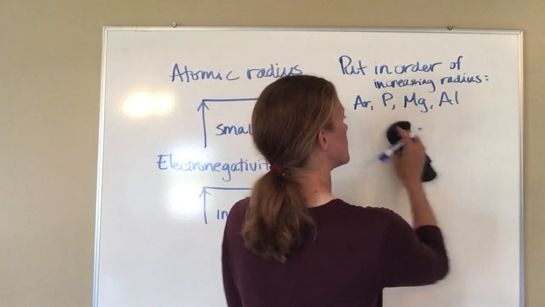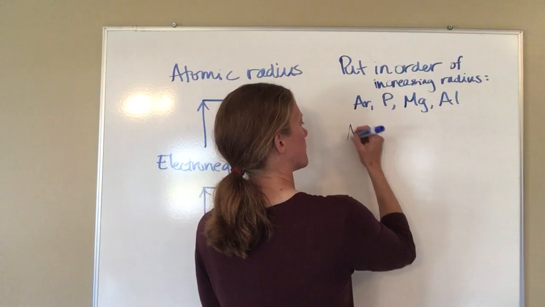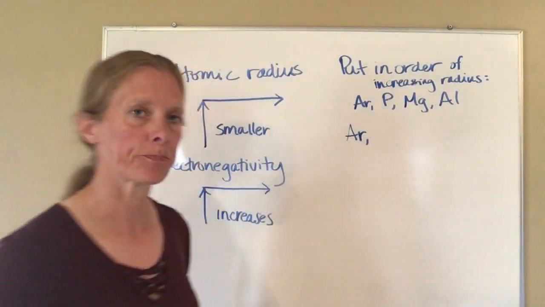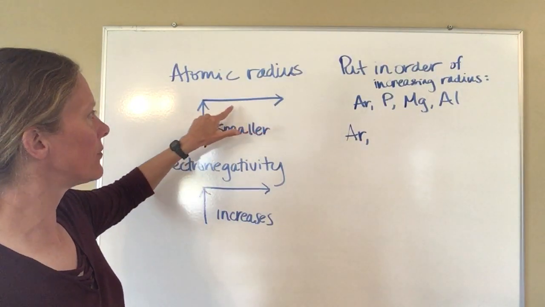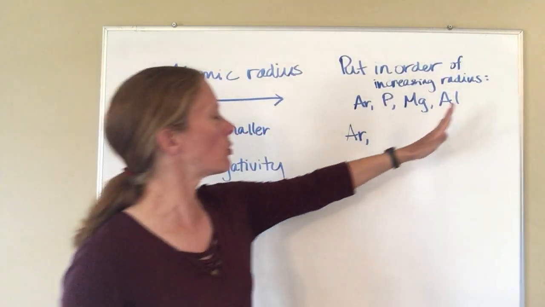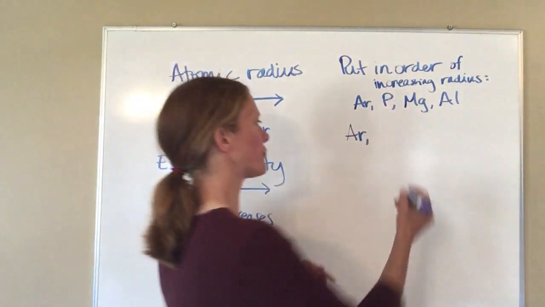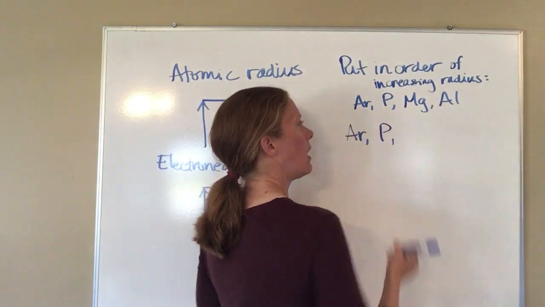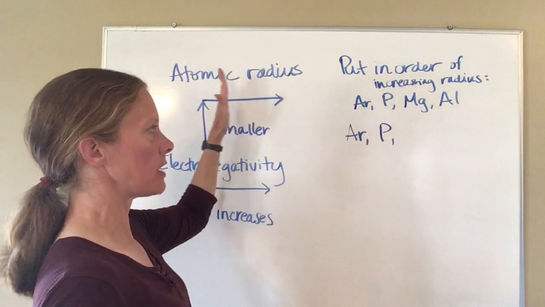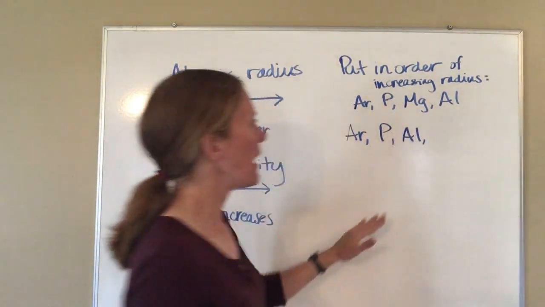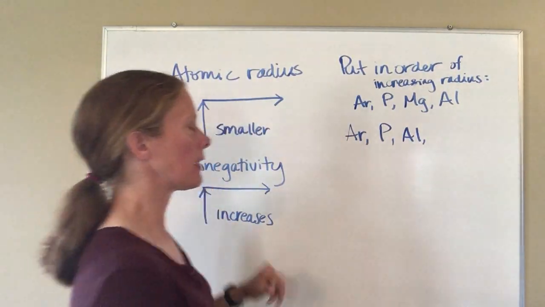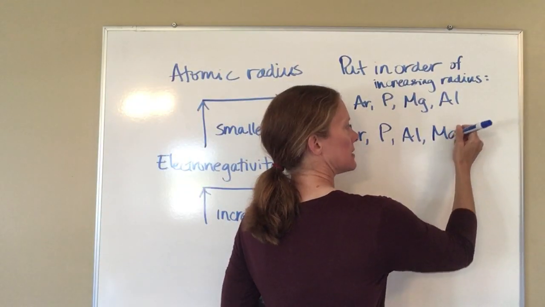So actually, since I want increasing radius, I need to put argon first. Don't want to confuse you there, I got it backwards. As I go across the periodic table this direction, I'm going to get to phosphorus next. And as I keep going across the periodic table this way, then I come to aluminum. And then finally, I'm going to get over here and come to magnesium.